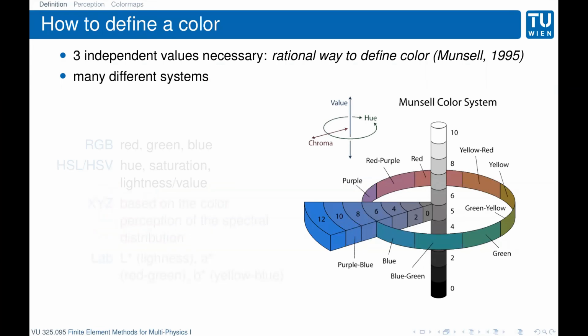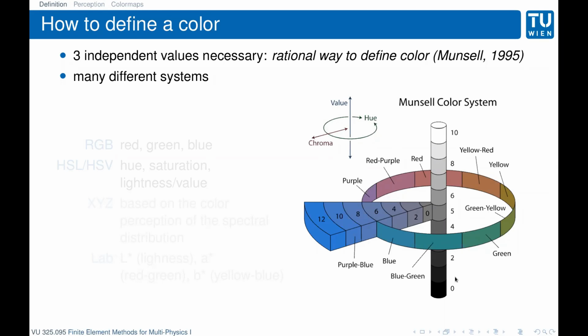There are actually 3 independent values necessary. That was shown by Munsell already very early. I think it's 1905 and not 1995, so I think there's a typo in the slide. A rational way to define color: you can see he defined the color on 3 values. They're called value, hue, and chroma. So chroma depends on how colorful, so to say, the color is. The hue determines the actual color, and the value determines the so-called lightness.